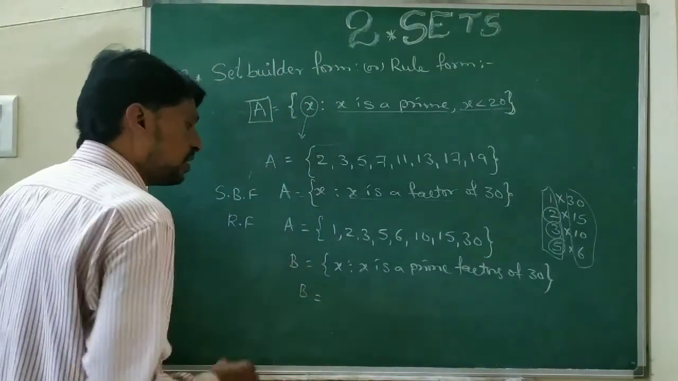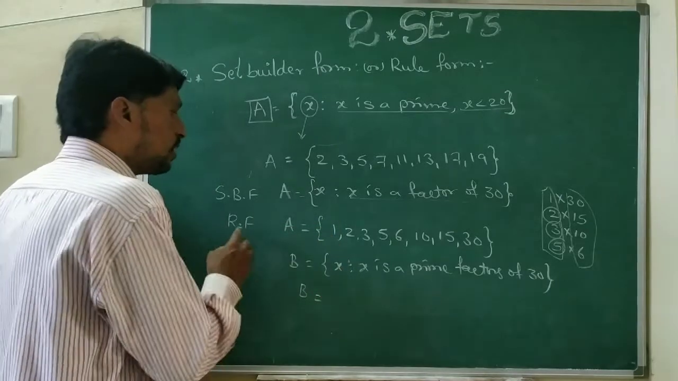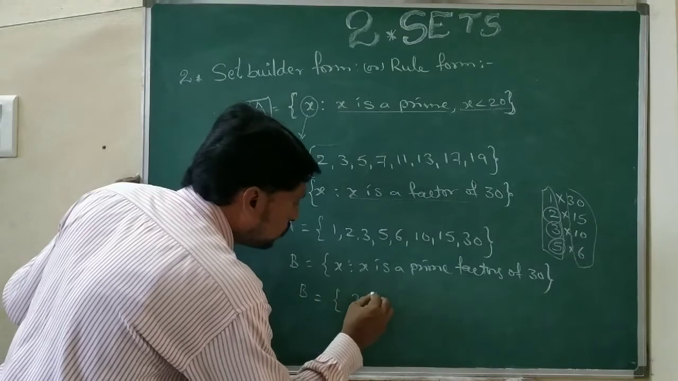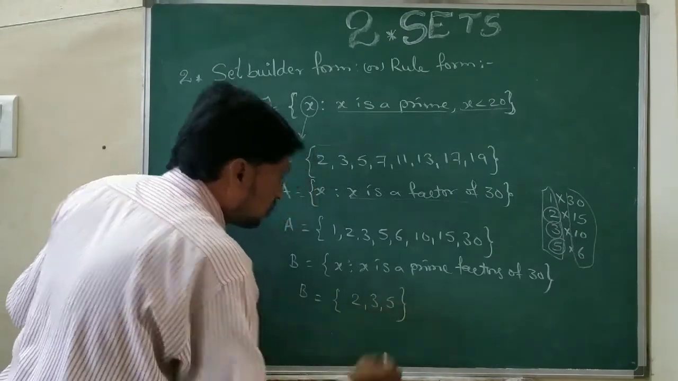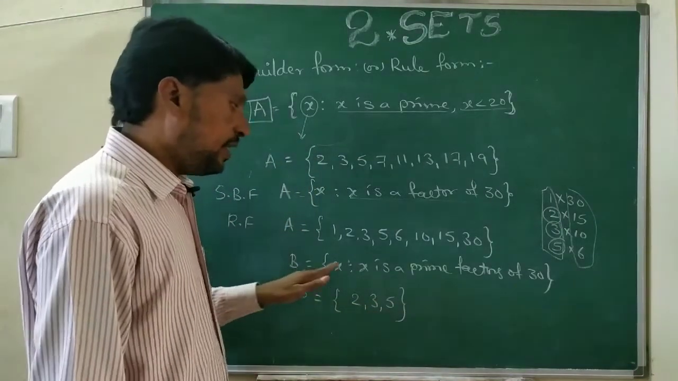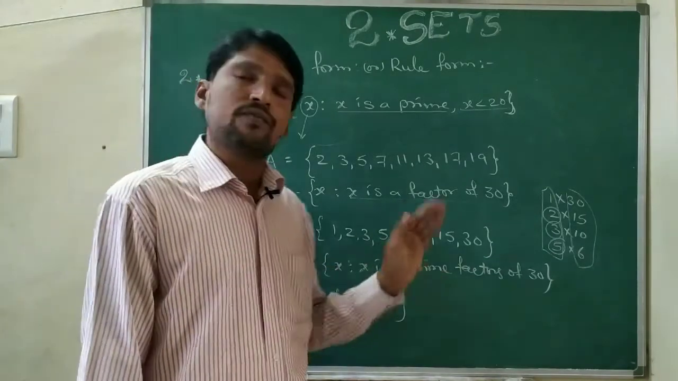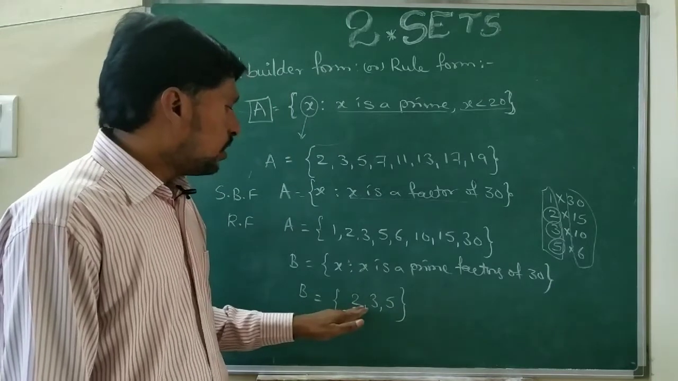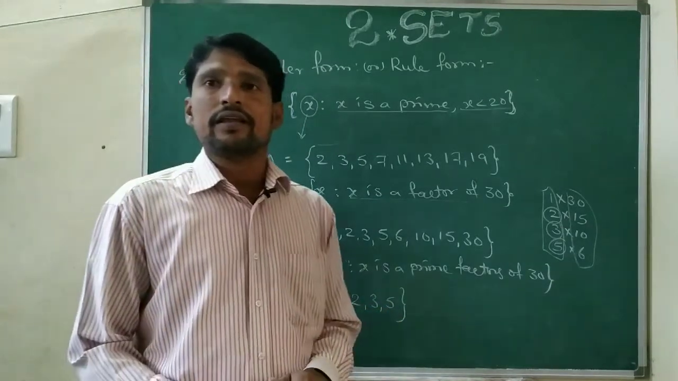So this is the set builder form, and we are writing it as roster form: 2, 3, 5. So what is the question? B equals x such that x is a prime factor of 30. So here B equals 2, 3, 5 only we can get.